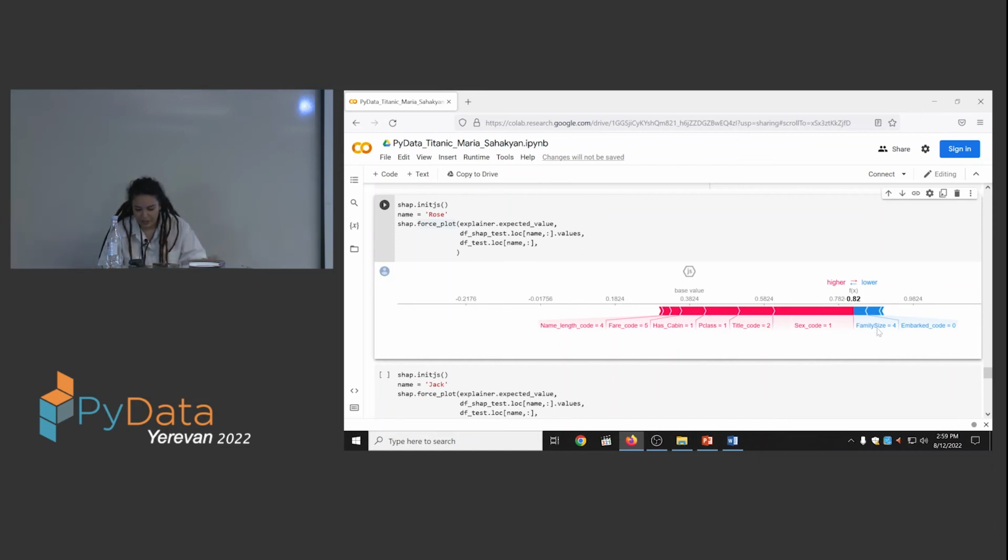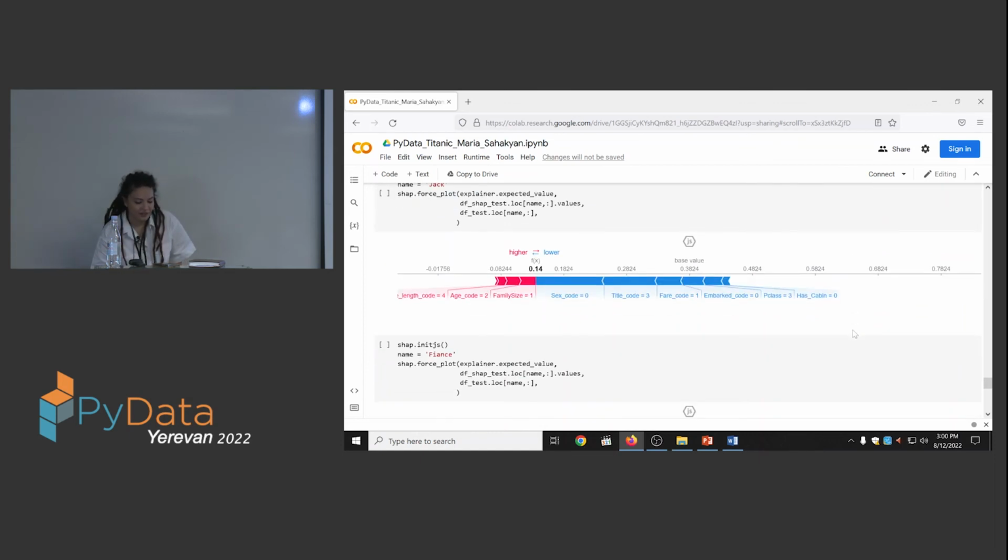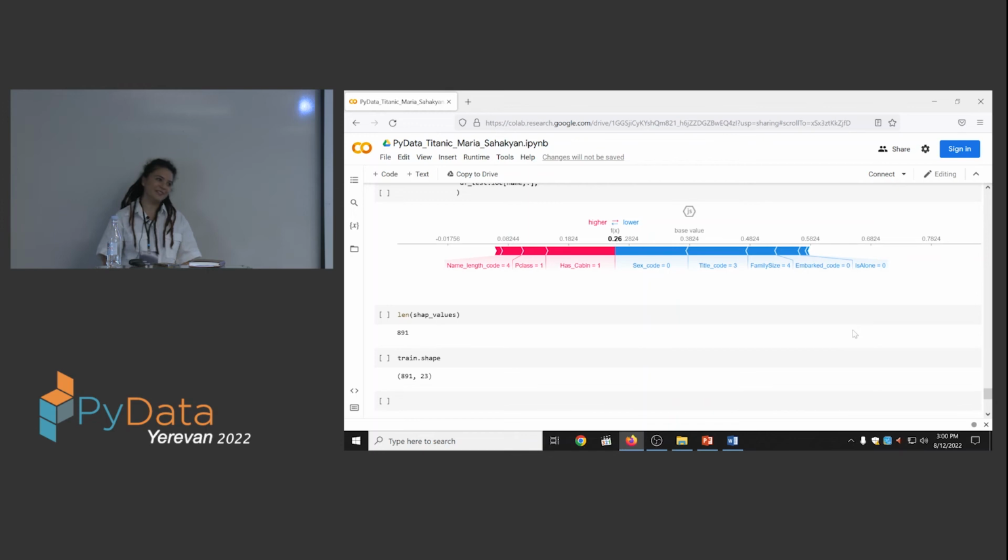For example, her family size was 4, so it was decreasing her probability. But for example, she was female and it was increasing the probability to survive to 0.78. Anyway, the total probability of her survival was 0.82, and SHAP explains how each feature contributed to that. Yeah, that's it. Thank you. You can ask your questions now.